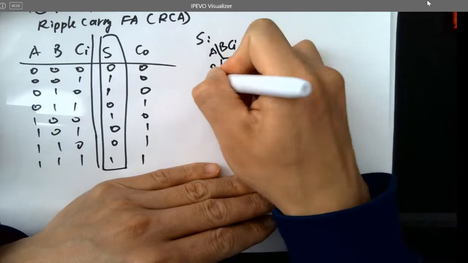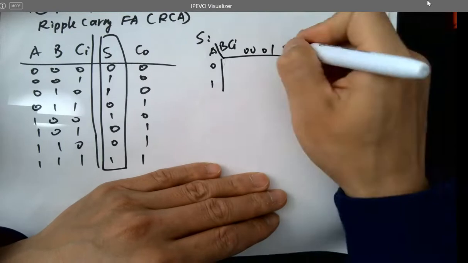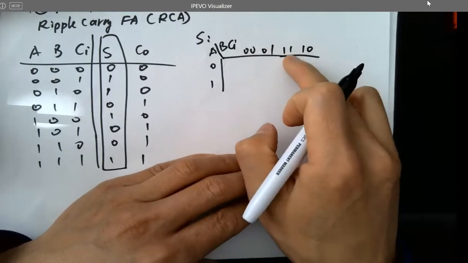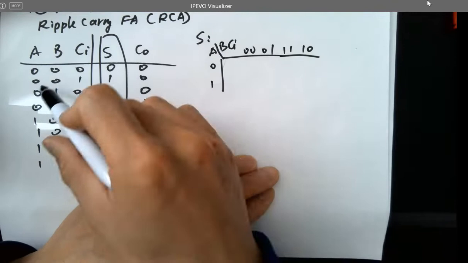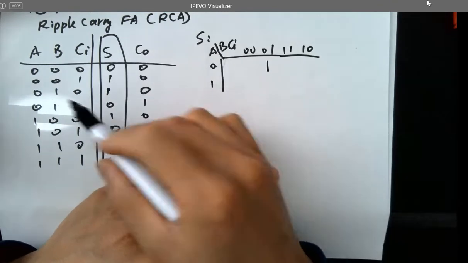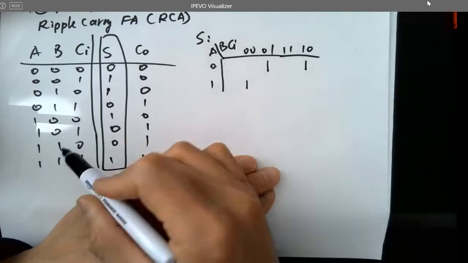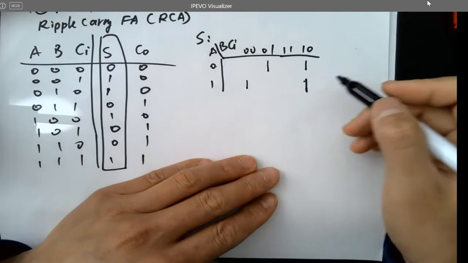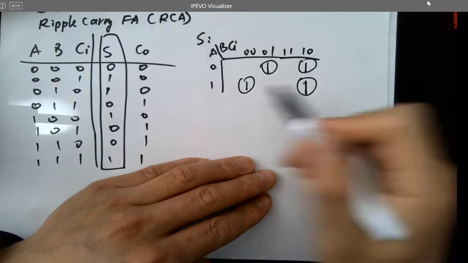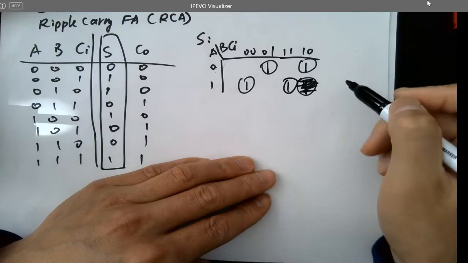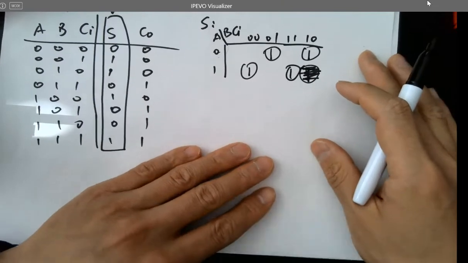A, B, Ci, 0, 1 for A, 0, 0, 0, 1. What's next? 1, 1, 1, 0. Keep in mind, only flip 1 bit each time. So what are the ones in here? It turns out that there's no way to simplify it. Just directly write them down.